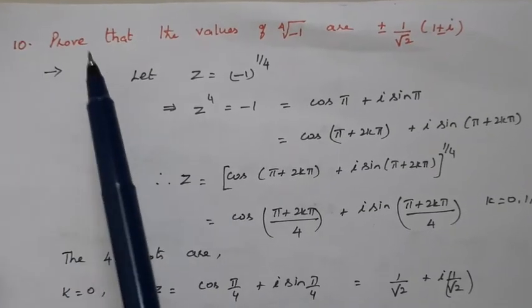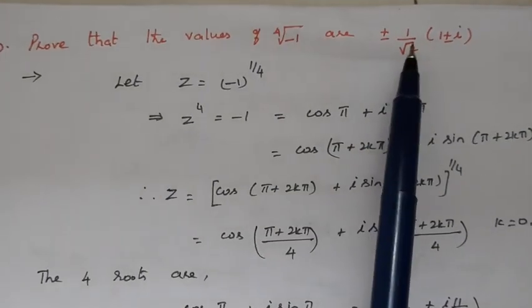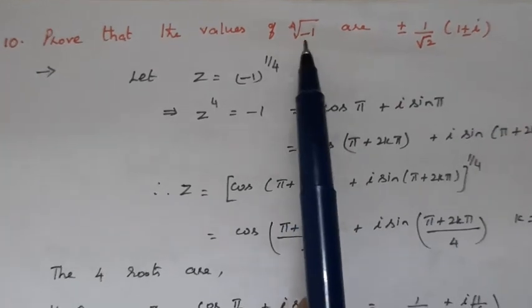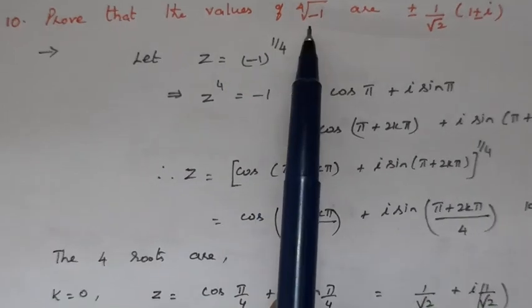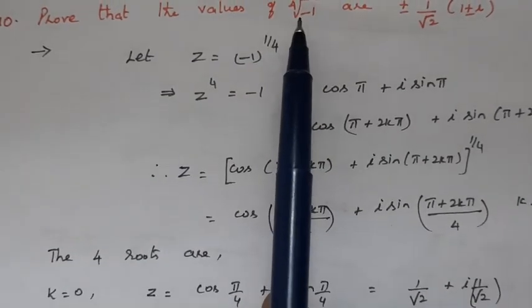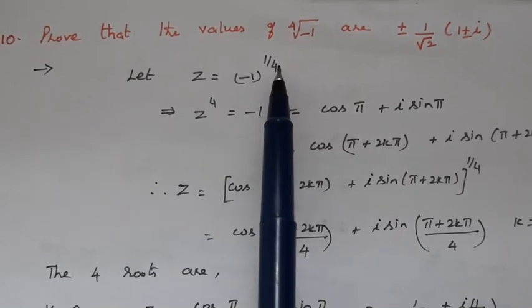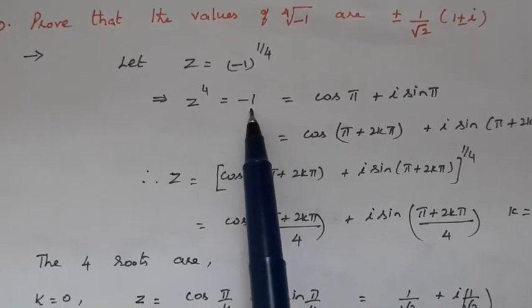Then the 10th one is, prove that the value of the 4th root of minus 1 is plus or minus 1 by root 2 into 1 plus or minus i, not the 4th root of 1, the 4th root of minus 1. Okay. So let us take this one, whose 4th root is to be found out, as z. So let us take z is equal to minus 1 the whole to the power 1 by 4. So moving this 4 here, z power 4 will be equal to minus 1.